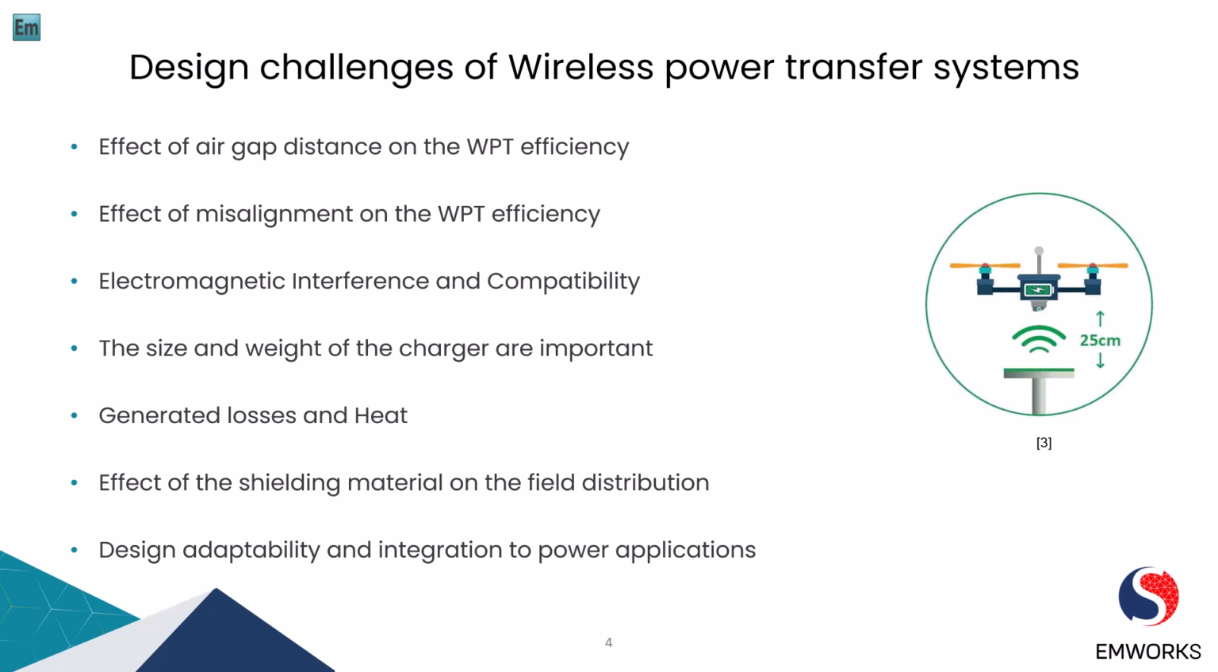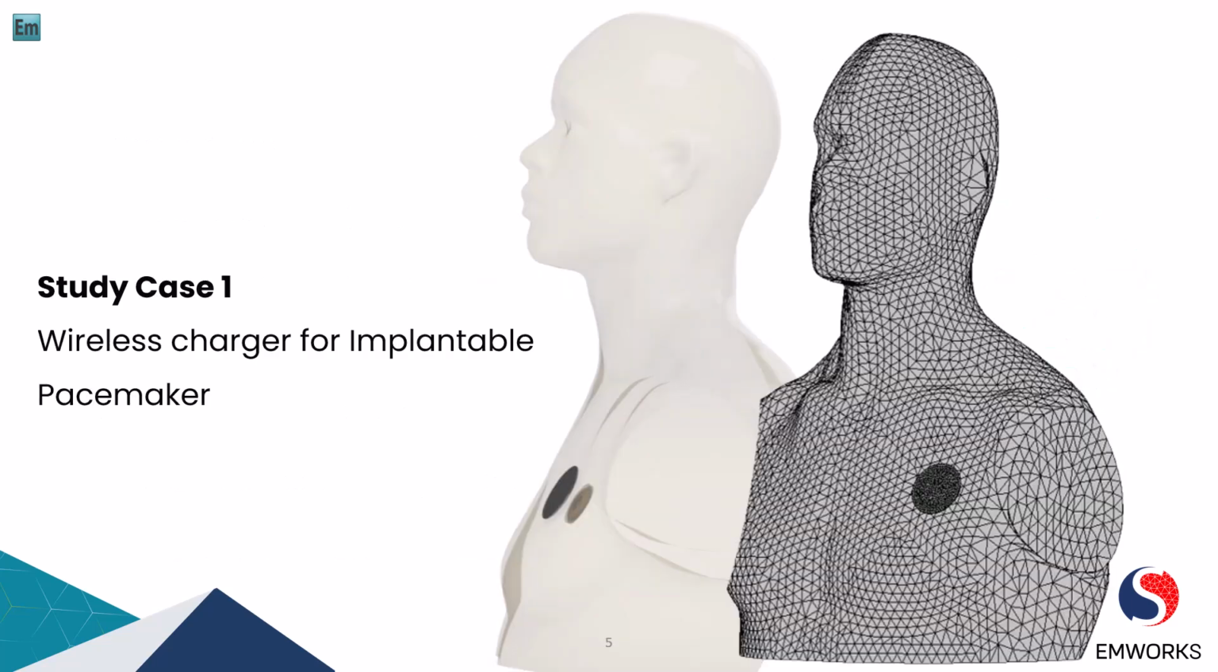The choice of shielding material can significantly affect the field distribution in a wireless power transfer system. The material should be chosen carefully to avoid interference with the magnetic field and to maximize efficiency. Finally, a successful wireless power transfer system must be adaptable and easily integrated into various power applications. The design should be flexible enough to accommodate different devices and power requirements.